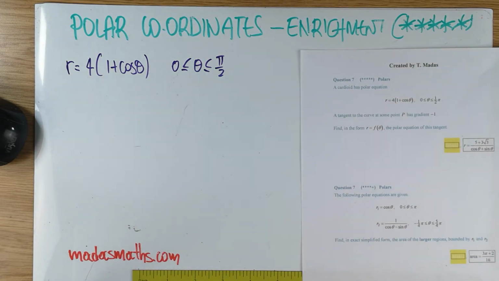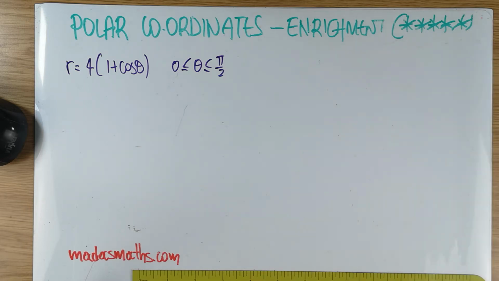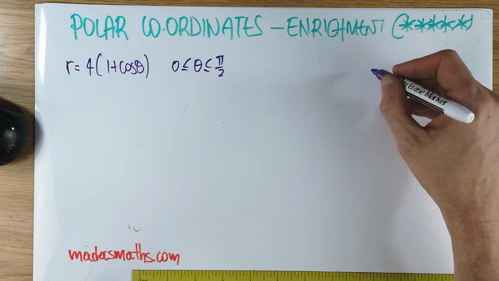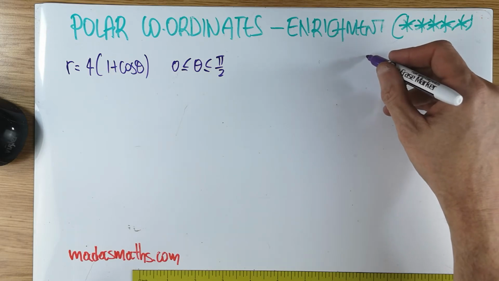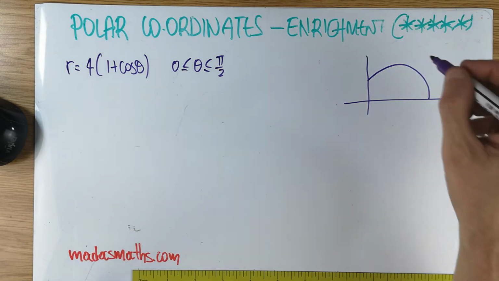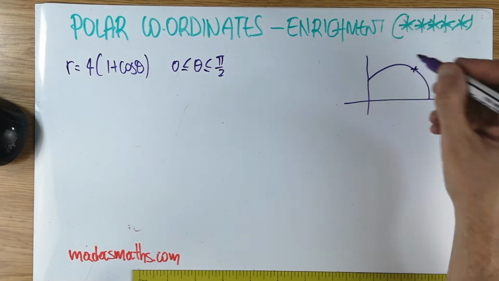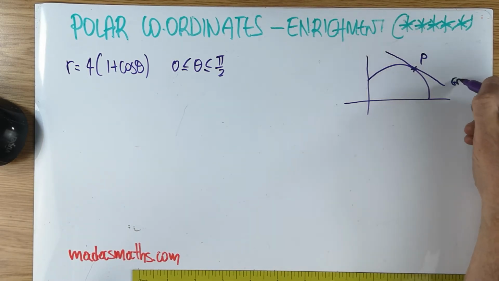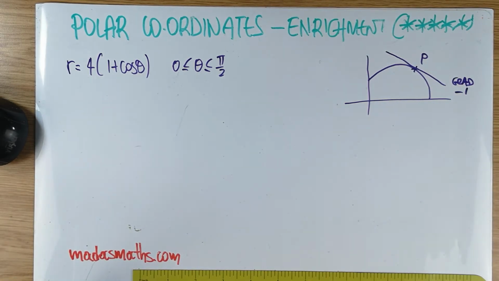Okay, what does it actually ask us to do? A tangent to the curve at some point P has gradient -1. Find, in the form r is a function of theta, the polar equation of this tangent. So just try to get a picture and see what's going on. The cardioid is only going to be in the first quadrant of a Cartesian set of coordinates, so something like this. And there's a point P here, and the tangent at P has gradient -1. Okay, so we need to find the equation of this tangent in polar coordinates.